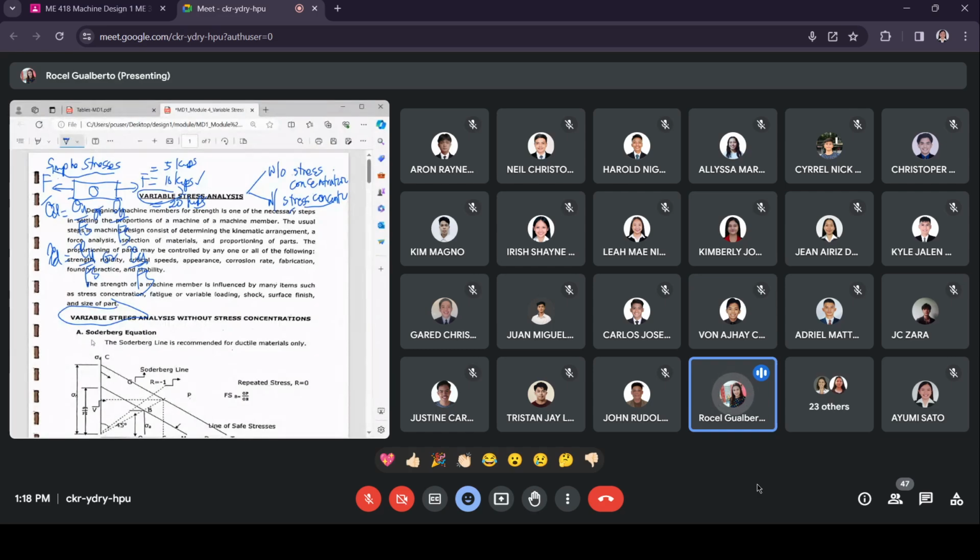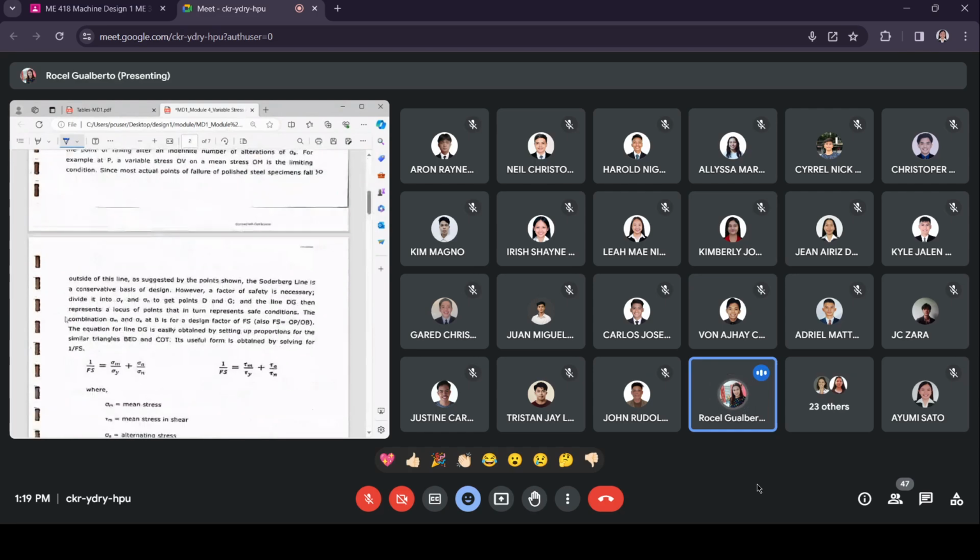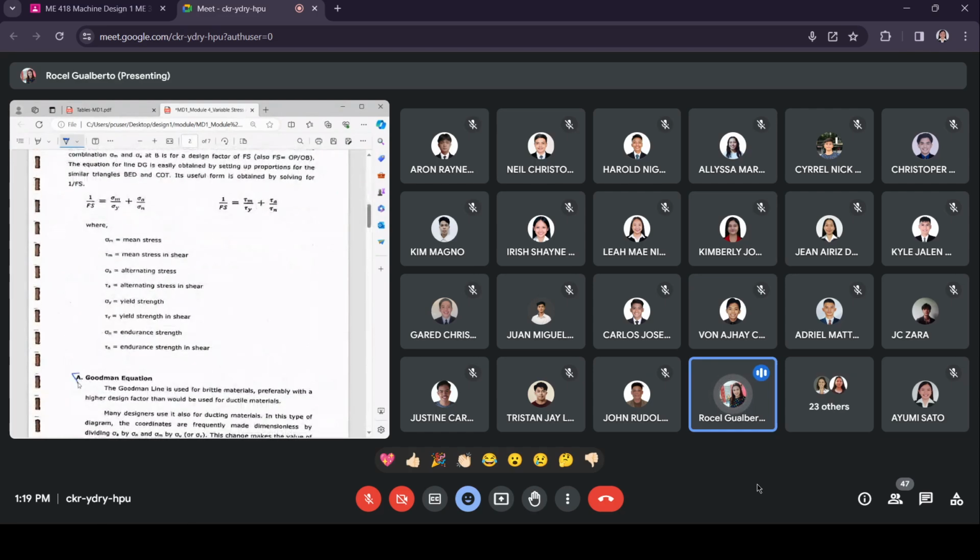We have the Soderberg, and then the other one is the Goodman equation. So these are your design stresses for variable stress. We'll use the Soderberg or the Goodman. You simply choose among these two which will be used. So how do you know?